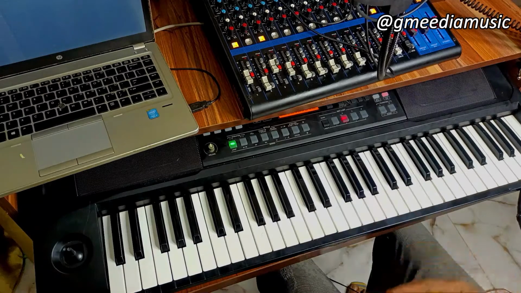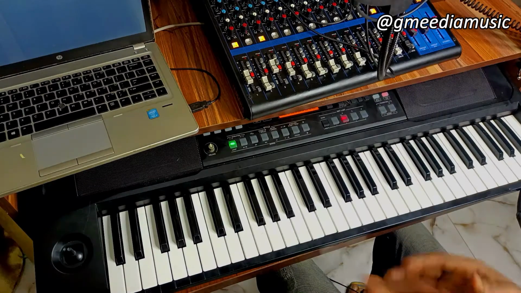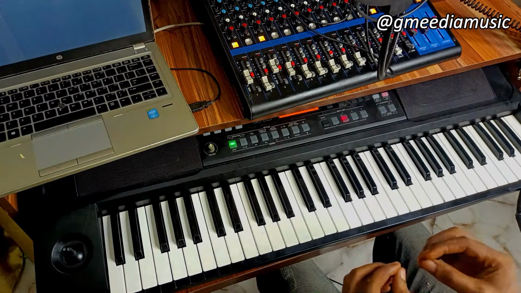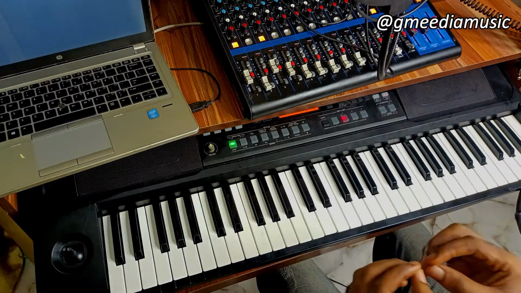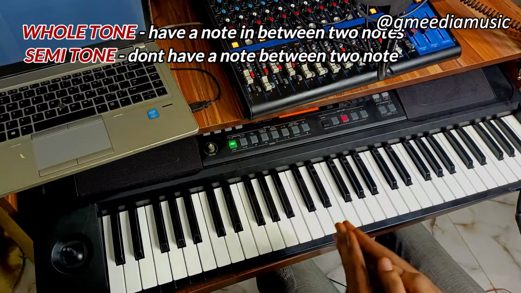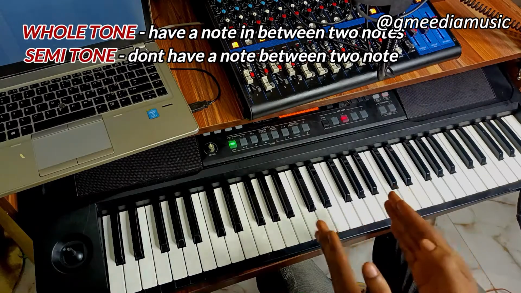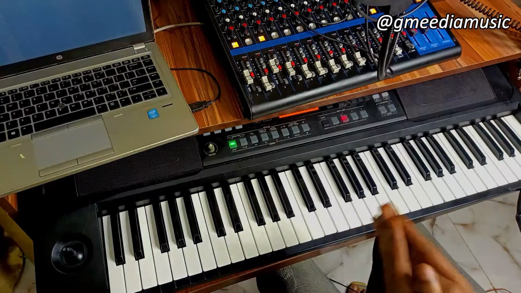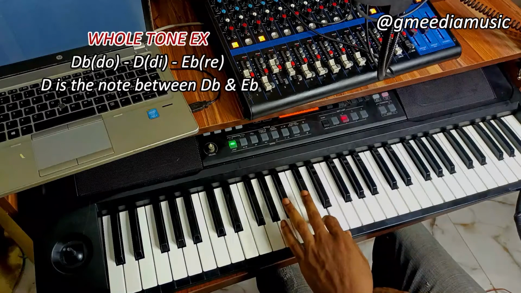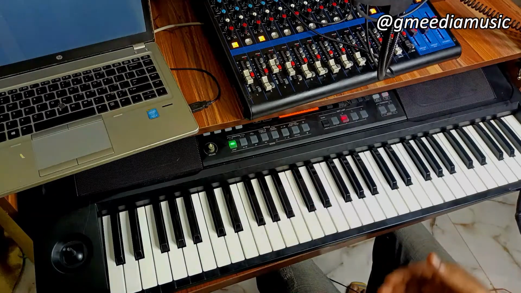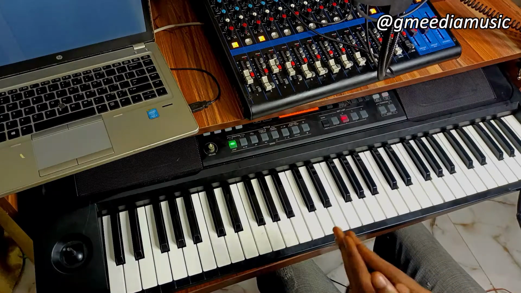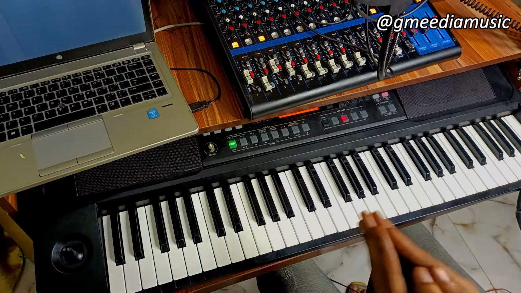And one thing I tell people, getting your major scale for any key is very simple. All you have to know is two things. The first thing is your whole tone, and the second thing is your semitone. Whole tone just means there is a note in between two notes. You understand? For example, your do to your re on the key of D flat, we have this key in between them. If you do that on various keys, you will find out that between your do and your re, there's always a key in between them.